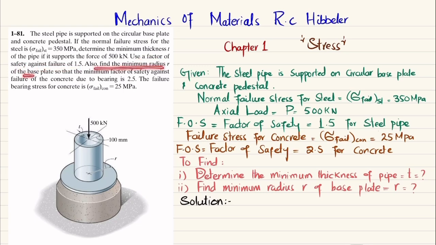Also find the minimum radius R of this base plate so that the minimum factor of safety against the failure of concrete due to bearing is 2.5. The failure bearing stress for concrete is 25 megapascal.